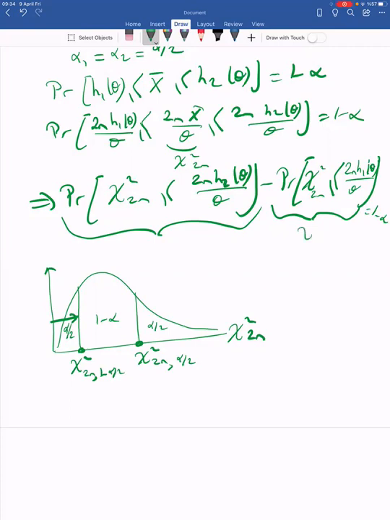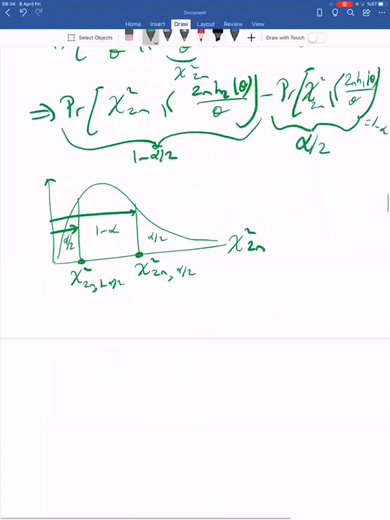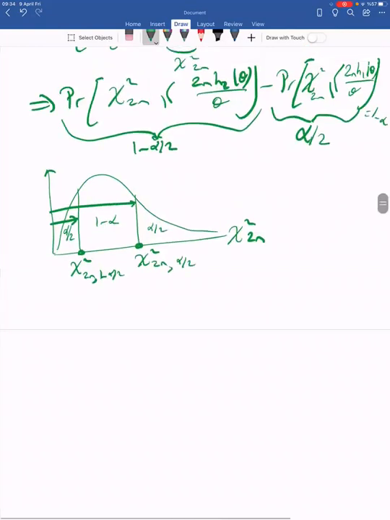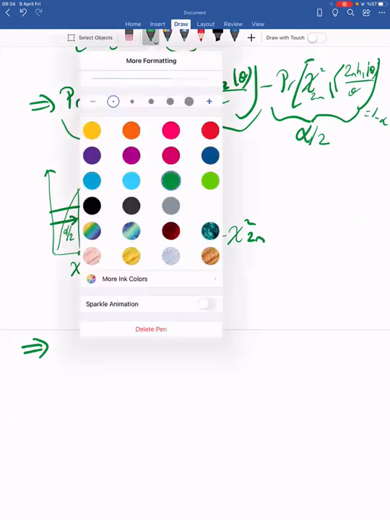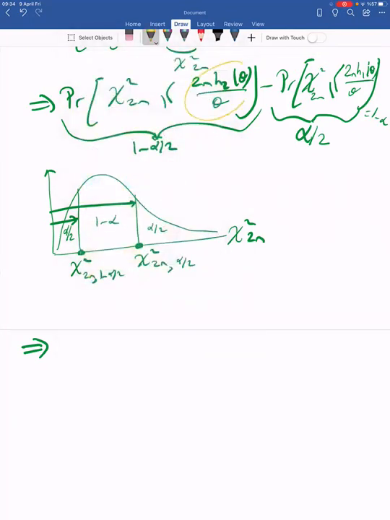So this part is alpha over 2. Okay, and now this part is till the upper bound, so this part is 1 minus alpha over 2. Okay, then after finding the probabilities, this quantity will be our chi-square value, and this quantity will be this quantity.